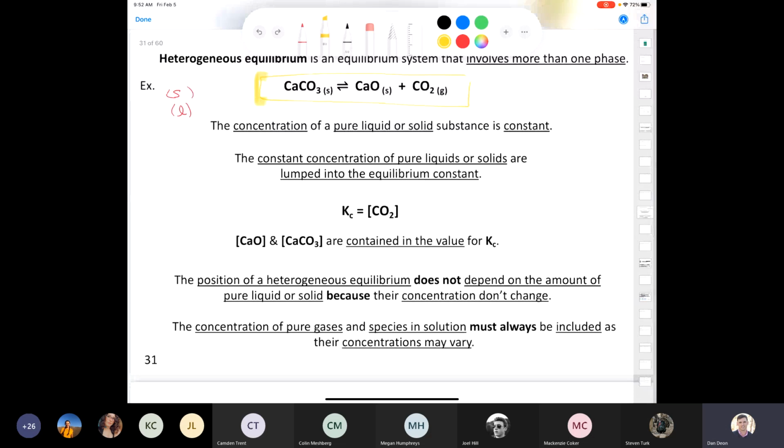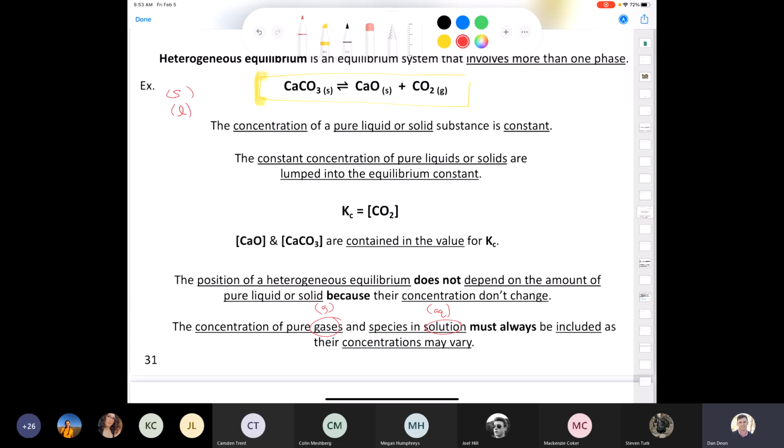The concentration of the calcium oxide and the calcium carbonate, so to speak, are contained in the equilibrium constant. Anyhow, there we go. Now, keep in mind that anything that is a gas, so anything that's a G, and anything that's in aqueous solution, always has to be included, right? Because their concentrations can change, right? The number of particles per unit volume.